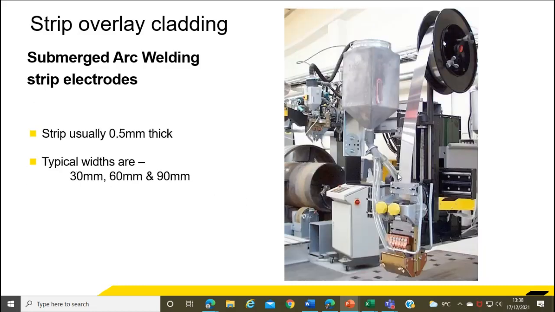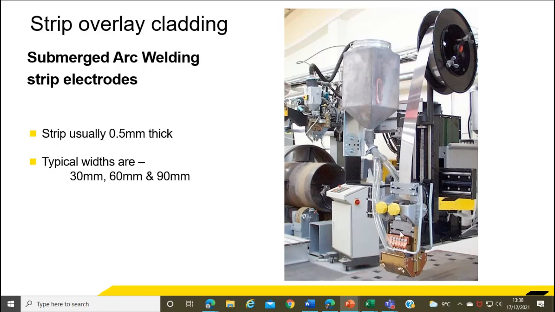In real life, this is what it looks like. Essentially, instead of a coil of wire, you have a coil of strip. Typically, the strips are 0.5 millimeters thick, and the most common widths used are between 30 and 90 millimeters wide. The most common coil size is 25 kilos because it's manageable by hand, but obviously if you're using thicker strips, then you want more than 25 kilos on it, so you need some kind of lifting device to enable you to use it.